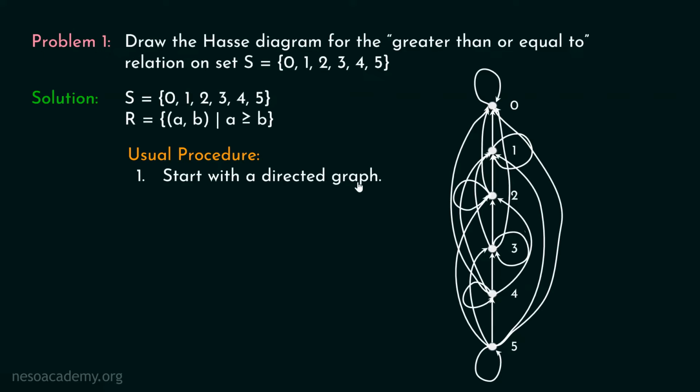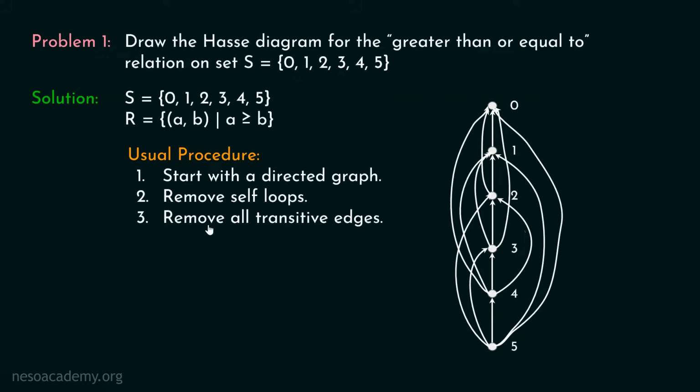So start with the directed graph and then remove self loops. Remove all the self loops. After this, you must remove all transitive edges. Here you can see this is a transitive edge, so we can remove this. Then this is also a transitive edge because 5 is related to 4, 4 is related to 3, 3 is related to 2. Then obviously 5 is related to 2, so we can remove this edge.